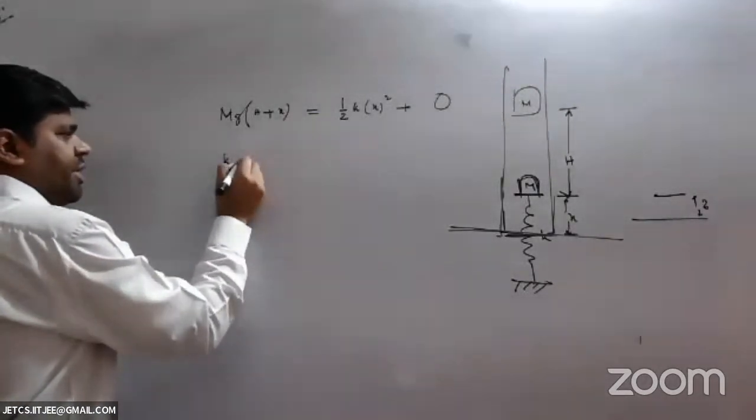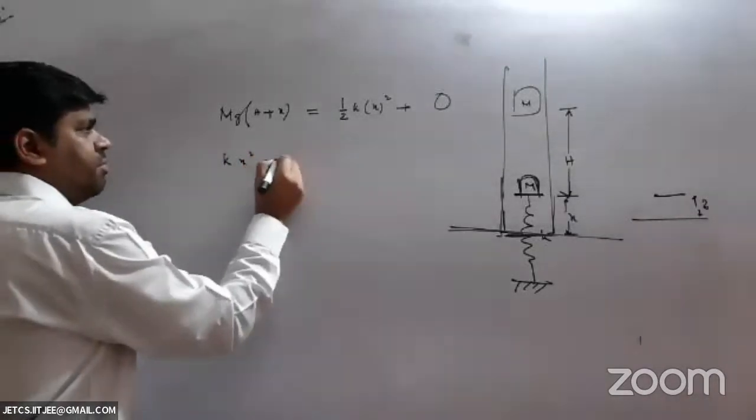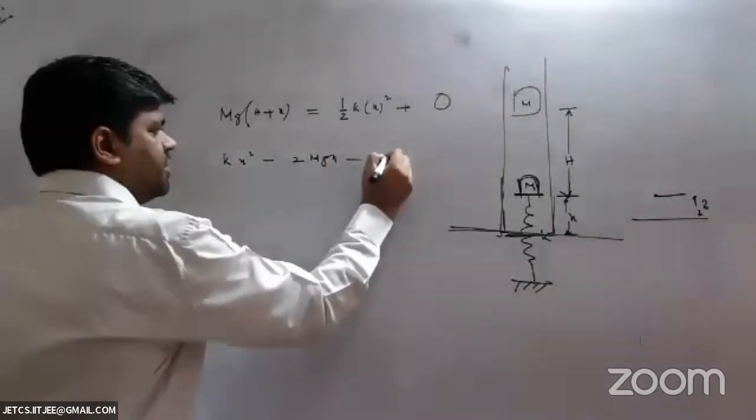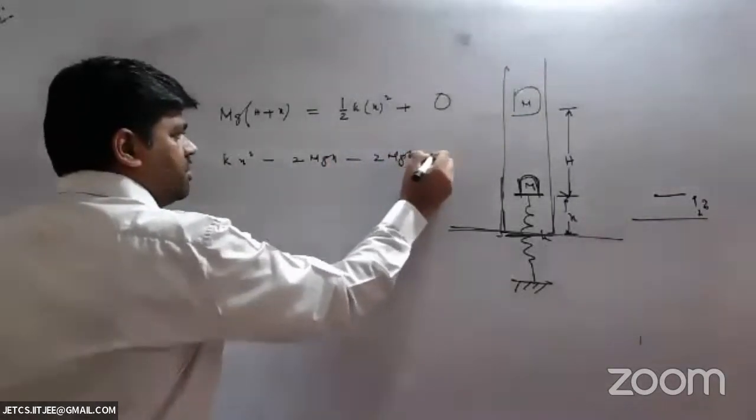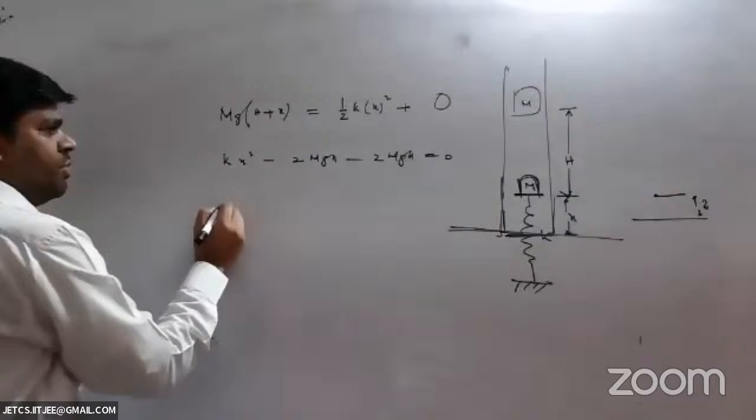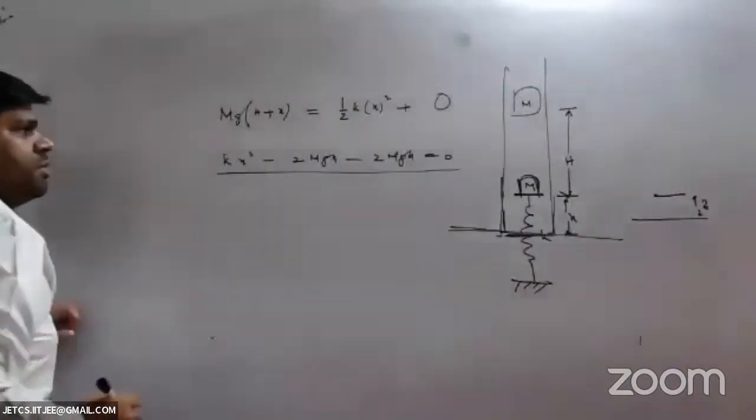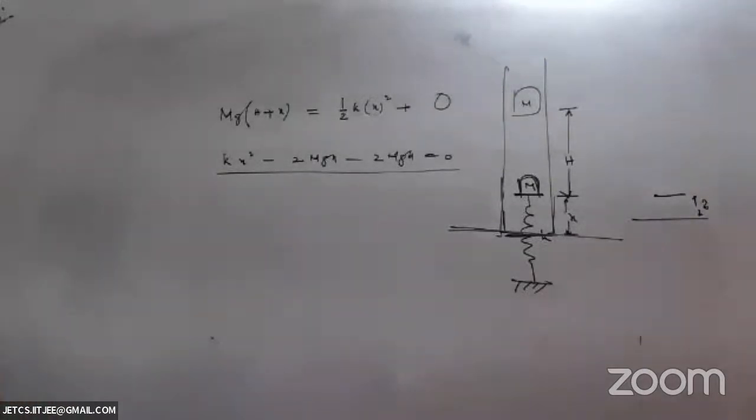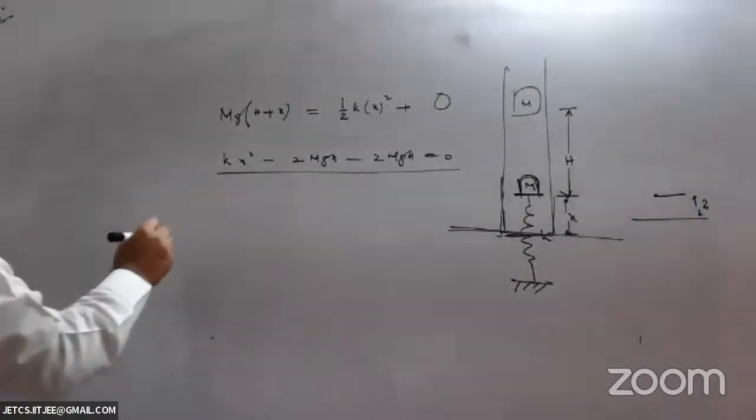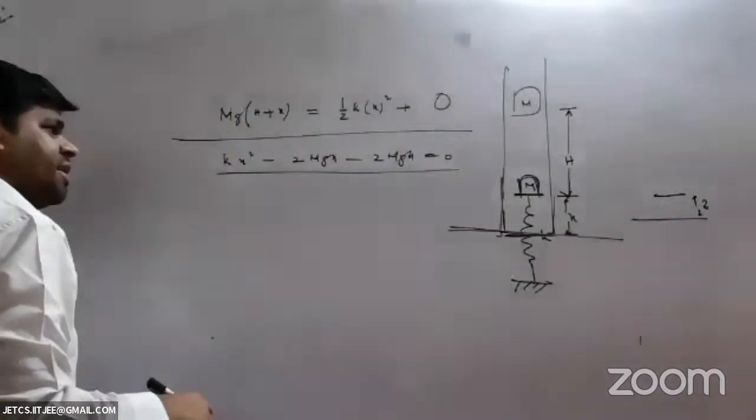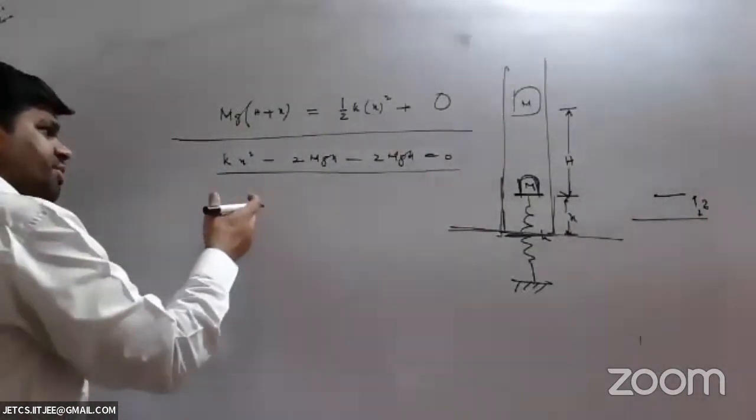So kx square minus 2mgx minus 2mgh equal to 0. So the root of this equation is my solution. So physics ended here. Physics of the problem ended here. Rest is now mathematics. Now in that, you've got a quadratic.